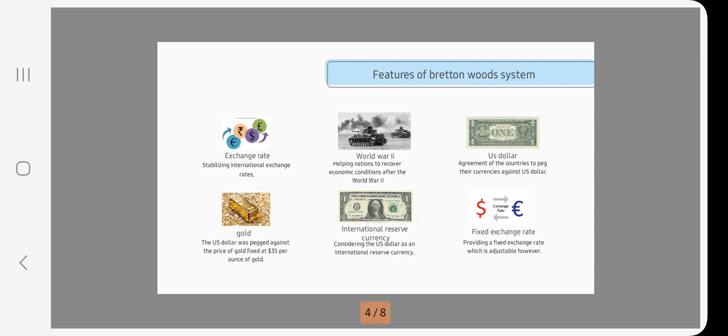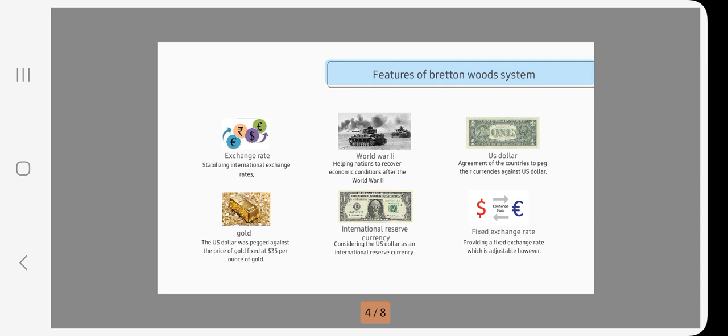According to the Bretton Woods system agreement, the other countries were told to peg their currencies against the US dollar. The Bretton Woods system also considered the US dollar as an international reserve currency. From this, we can see that through the Bretton Woods system, the US dollar became a very powerful currency of the world.